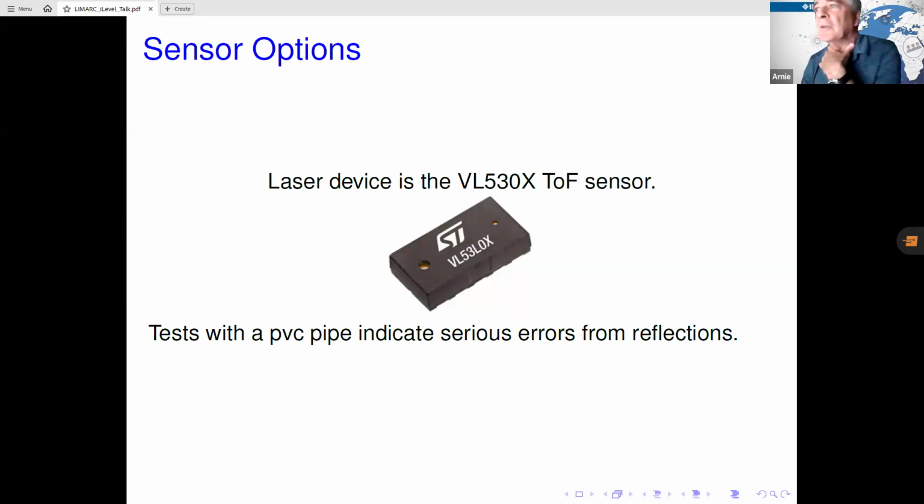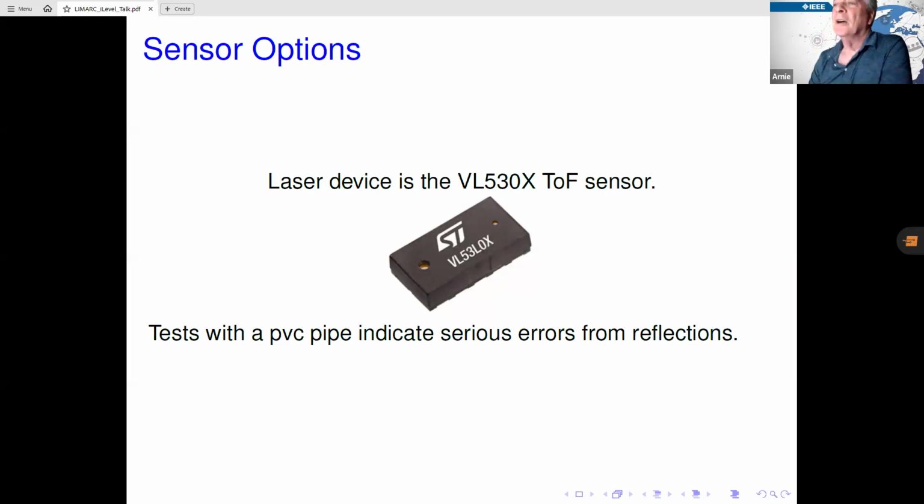Little aside, this is the actual laser device. This thing probably costs, I don't know, $6. And it's actually a time of flight sensor. And if you think about it a little bit, the speed of light in air is about 1 foot per nanosecond. So if you have centimeter resolution, you're doing timing at picosecond level. This is an integrated device, and it's quite an interesting and very useful device in certain applications.